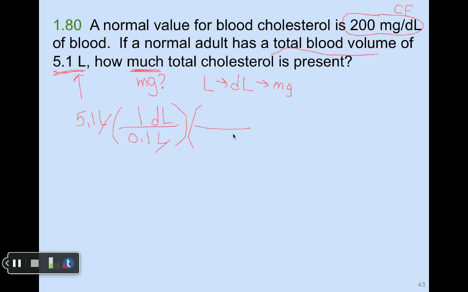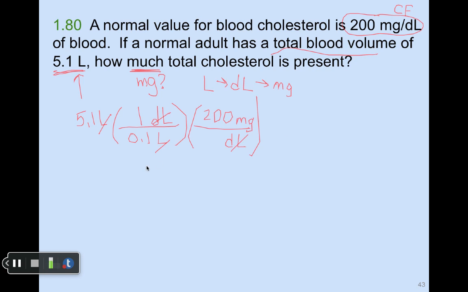So you have to figure out where you're going to put in the units so that they cancel. The deciliter should be the one that needs to cancel, so put it on the bottom. And on top we have our 200 milligrams. And our 200 milligrams per deciliter then allows the deciliters to cancel, and the rest becomes a math problem. So we're multiplying 5.1 times 200 divided by 0.1.